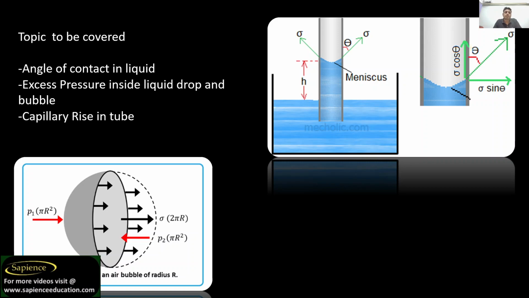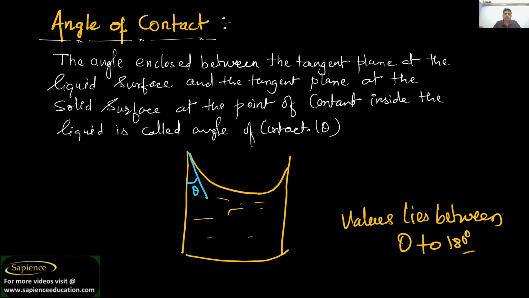Today, I am going to teach you some part of the chapter on mechanical properties of fluids, where we will understand what angle of contact is, excess pressure inside a liquid drop and bubble, and capillary rise in a tube. So, first of all, we need to understand what the angle of contact is in the liquid case.